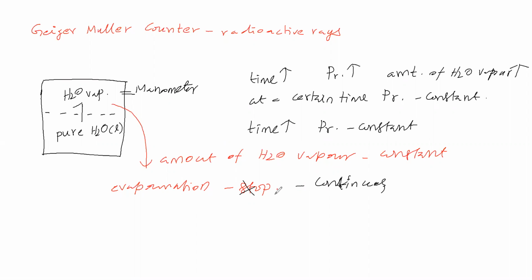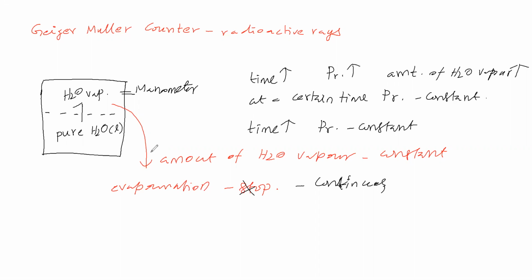Evaporation is continuing, but the amount of water vapor remains constant, though on evaporation water vapor is produced. What happened to that water vapor? Where has it gone? The vessel is closed, so the water vapor can't escape outside. But the manometer shows constant pressure. As per the manometer, the amount of water vapor should remain constant, but the experiment says evaporation continues.